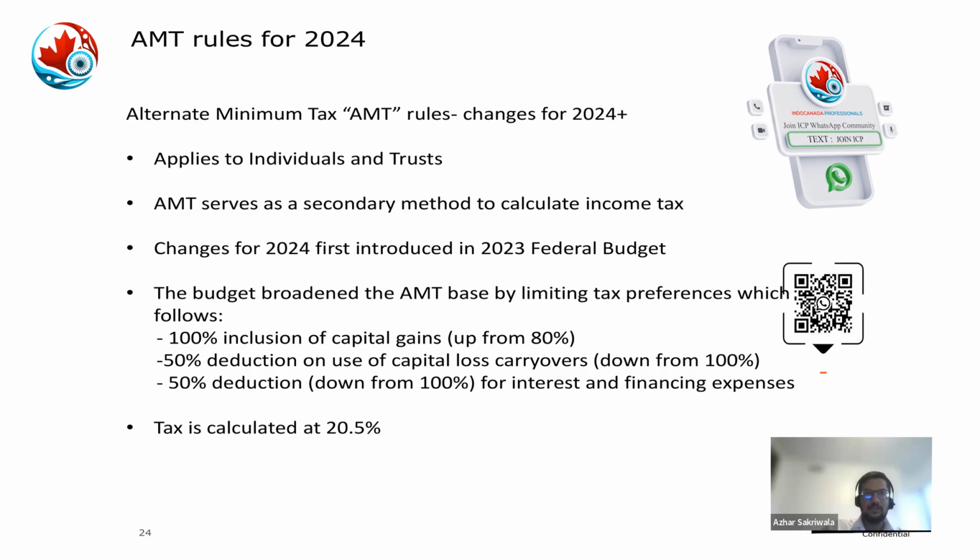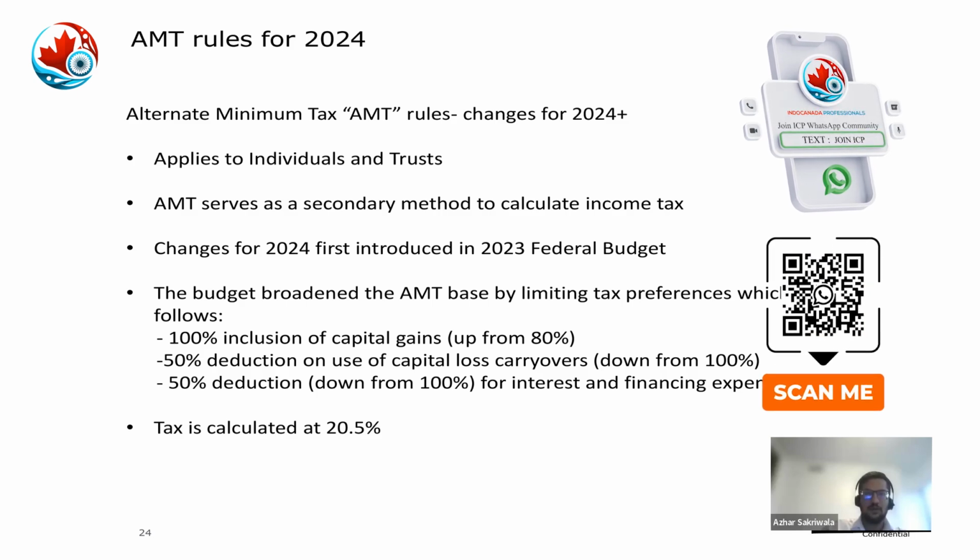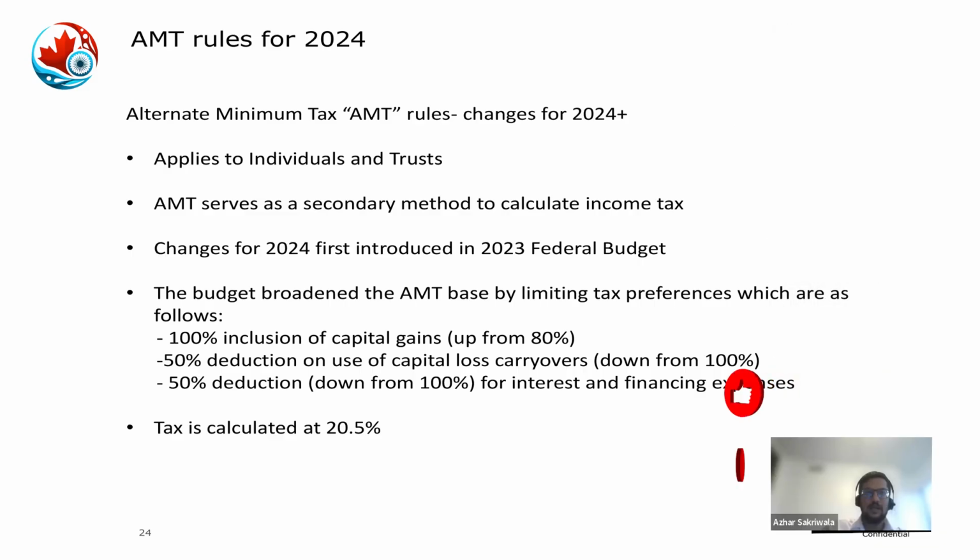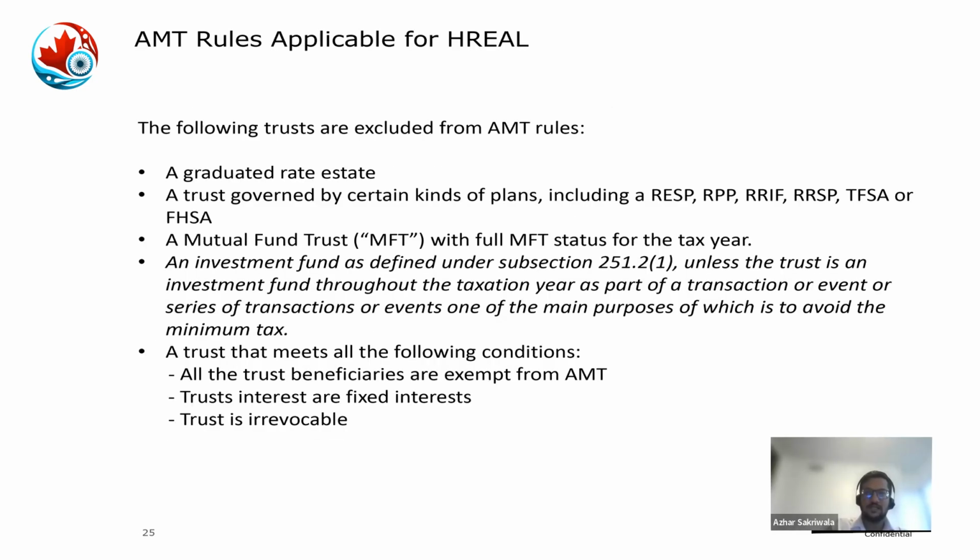While you're setting off losses, you're allowed to set off only 50% of the loss carry forwards for AMT, whereas for actual regulation, you are allowed to deduct 100% of capital losses. And for interest and financing expense deductions, you're allowed to deduct only 50% of that expense for AMT, whereas for other regulations, you are allowed to deduct 100%. The AMT is calculated at a 20.5% tax rate.